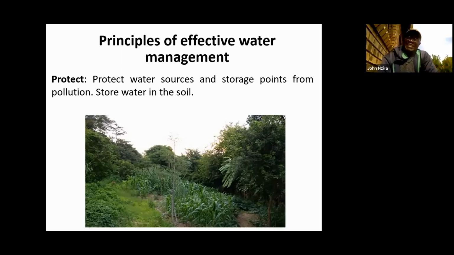If you have a water tank around your homestead, either you cover the top with a mesh or with a corrugated iron sheet or a roof so that water is not evaporating, or you use what you call floating islands sitting in the water tank, which protect against evaporation of water.